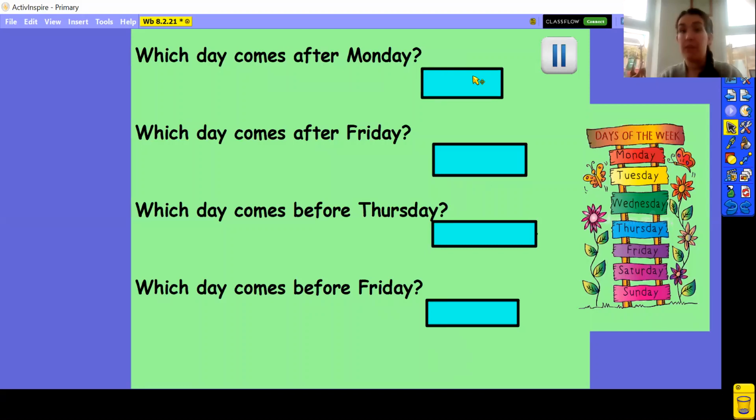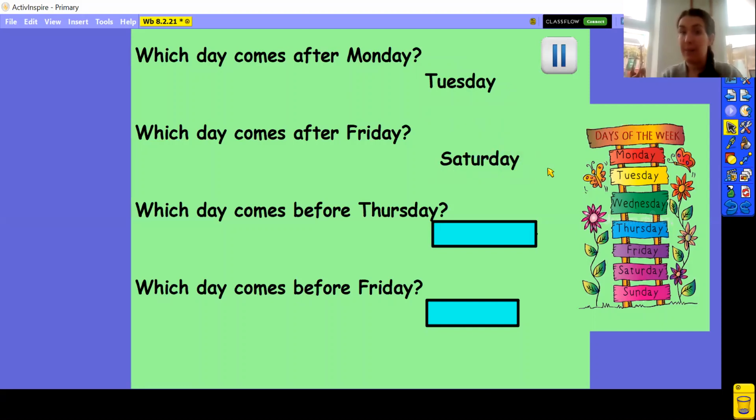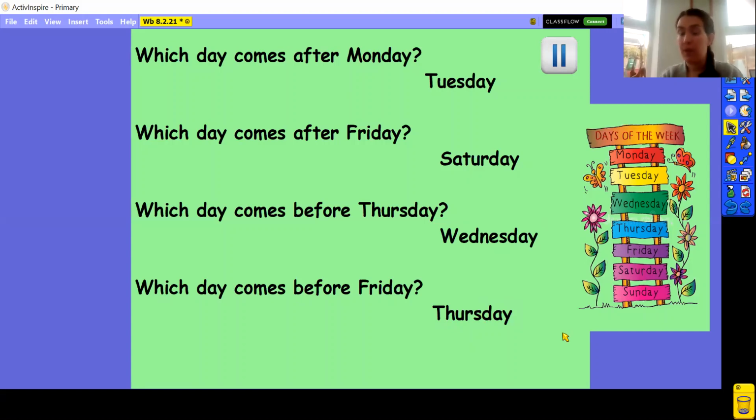Okay, so the day that comes after Monday is Tuesday. The day that comes after Friday is Saturday. The day that comes before Thursday is Wednesday. And the day that comes before Friday is Thursday. And if you're ever asked to do questions like this, where you need to know the days of the week, there's nothing stopping you from just jotting them down in the corner like I did, so that you've got something to refer back to.